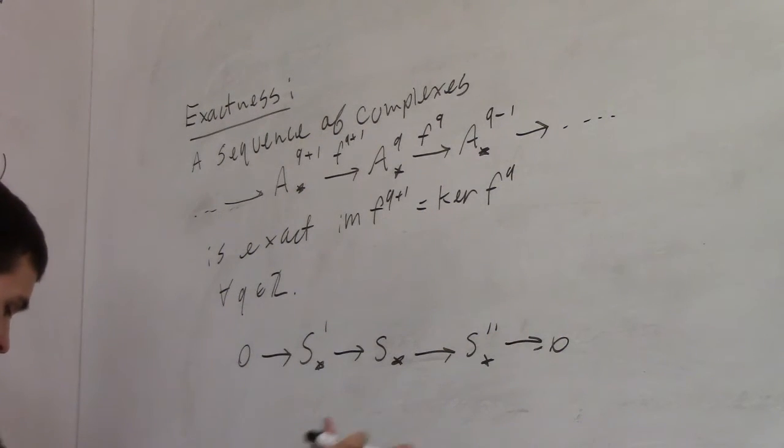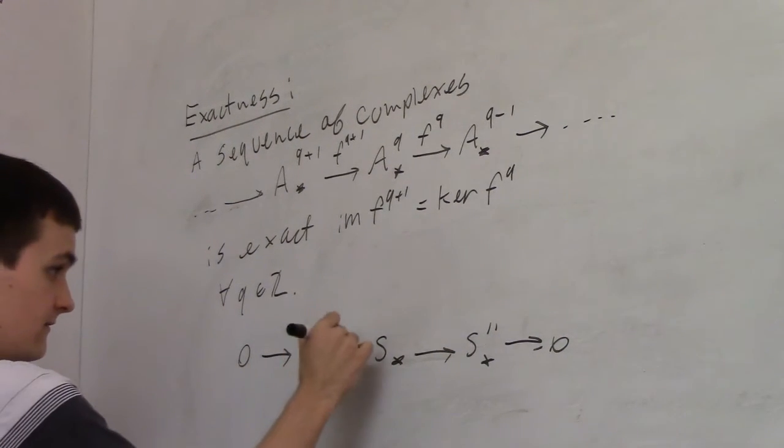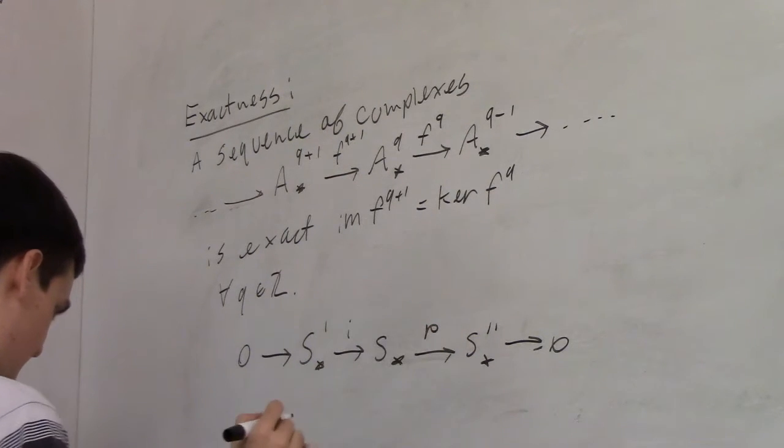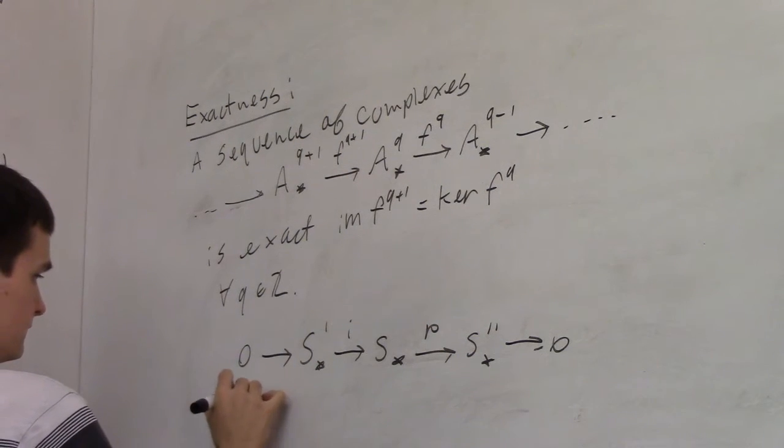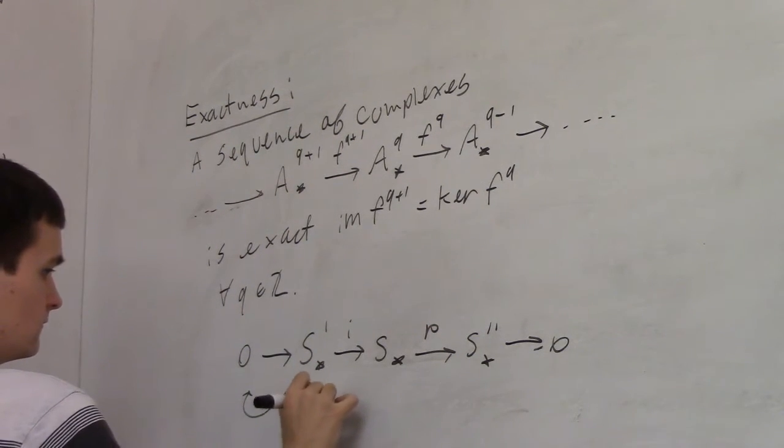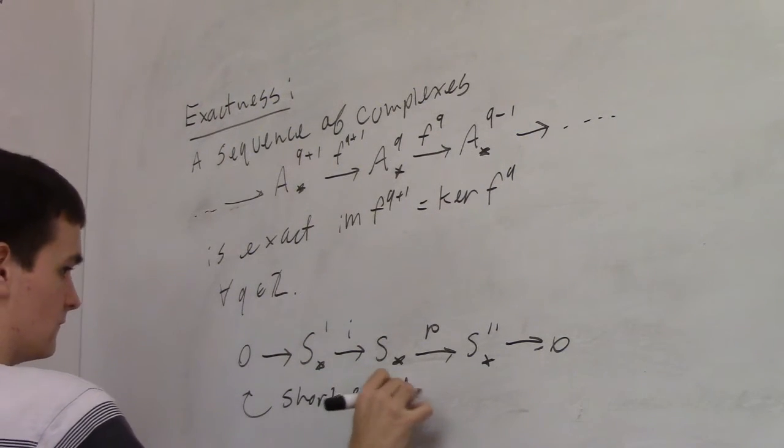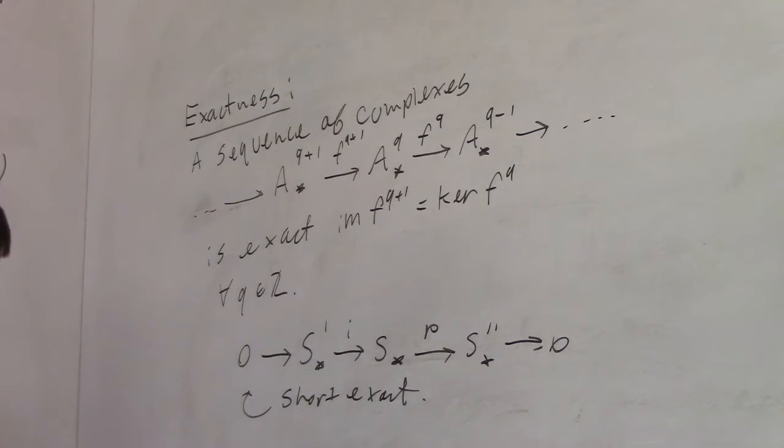So then if this is exact, this is a short exact sequence. They also define intersection and sum and direct sum. Those are all component-wise.